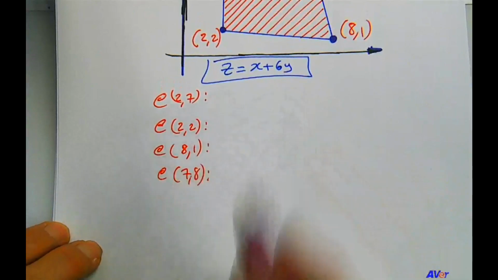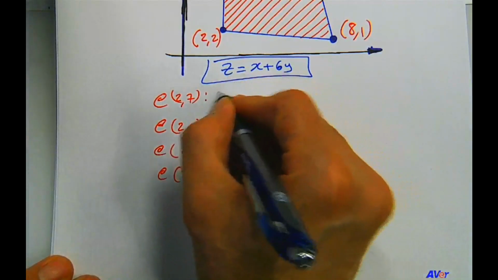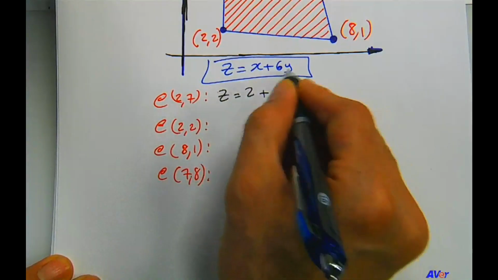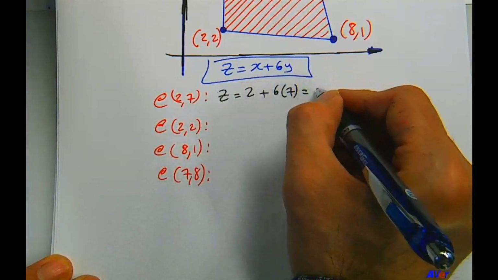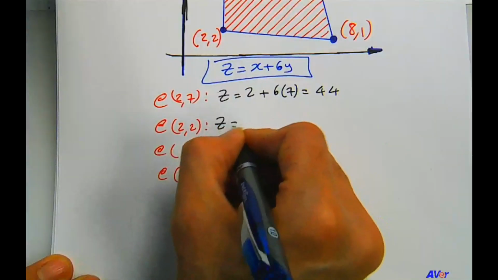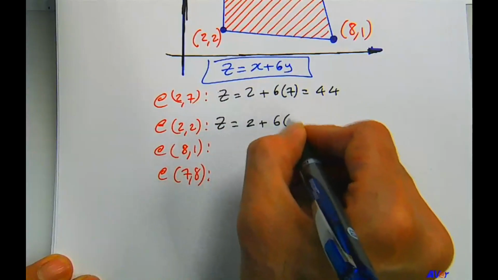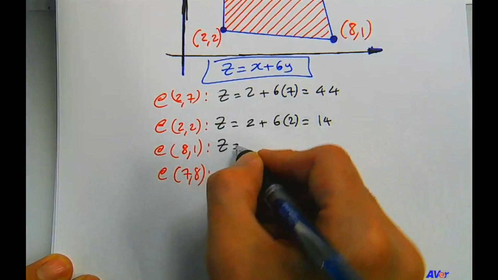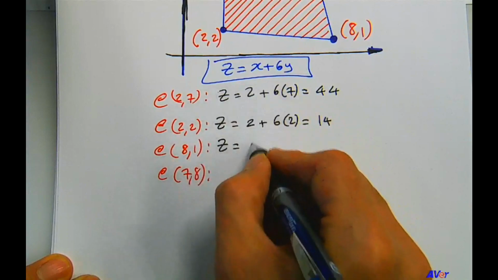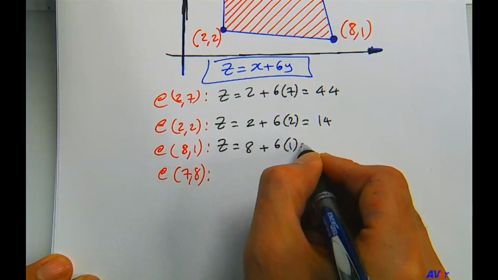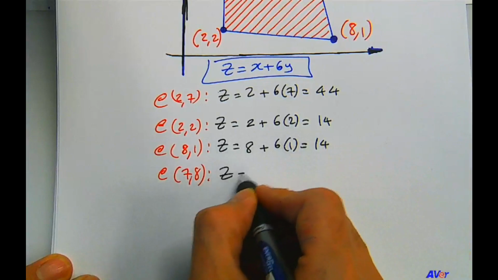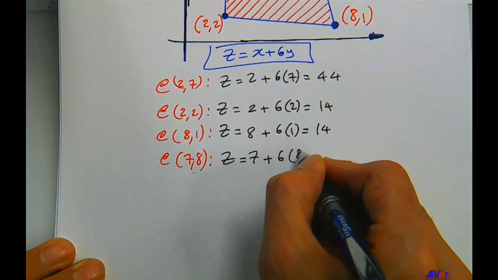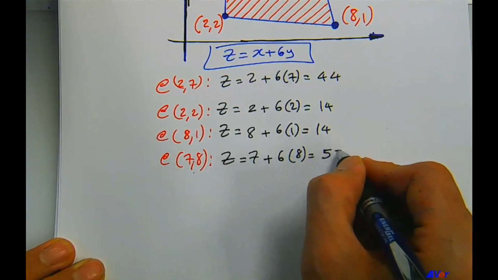Okay, so we're going to plug in z equals 2 plus 6 times 7, plugging into that. So we get 44 here. z equals 2 plus 6 times 2, and so that's 14. Z equals 8 plus 6 times 1 equals 14. Z equals 7 plus 6 times 8, so that's 55.